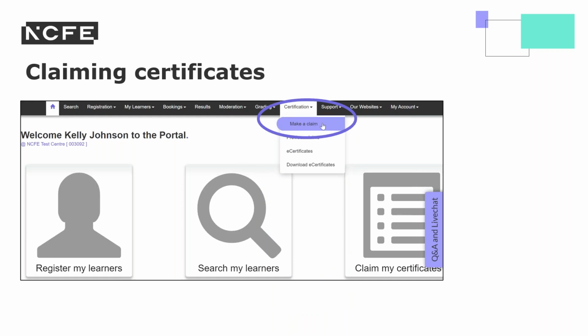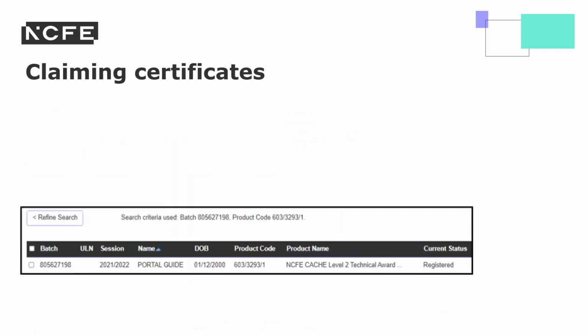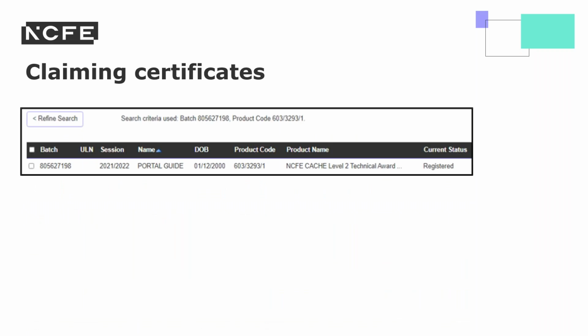You can make a certificate claim for your learners by selecting certification from the portal menu and clicking the Make a Claim option. Alternatively, you can also select the Claim My Certificates option from the portal homepage. You will then be taken to the results search page. Here you can search for your learners by batch number, product code, product name, forename, surname or date of birth. If you do require further options, do select Advanced, and options to search on Centre's learner number, NCFE learner number, etc. will become available. You can search on one or more of these options, and your search results will then show. Then you select the learners that you would like to claim certificates for and click Submit.